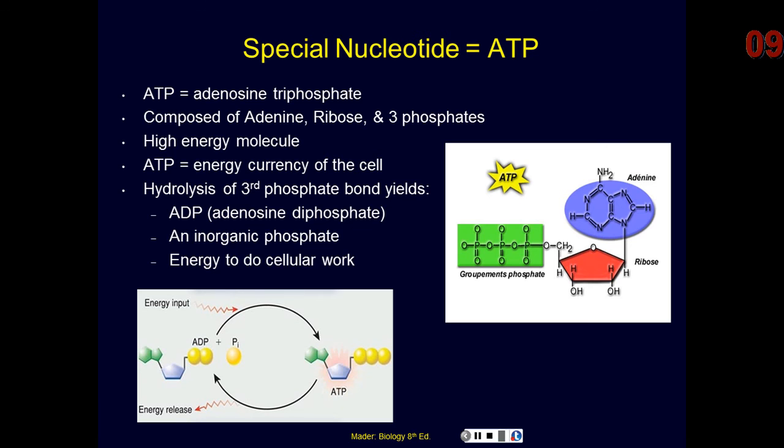So here is an illustration. Here's my ATP right there. I'm going to break that bond, that 3rd phosphate bond. Energy is released, and I end up with ADP and P, phosphate. So some of you may be wondering, what happens to ADP and P? Where does that go?